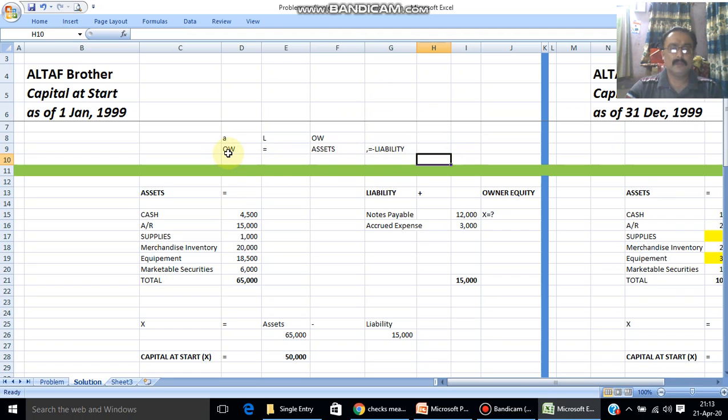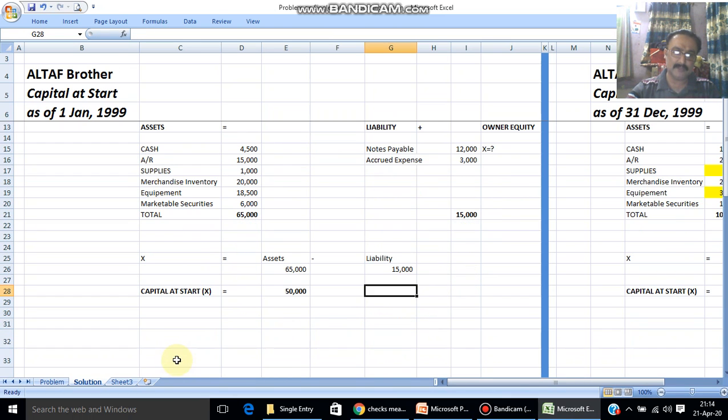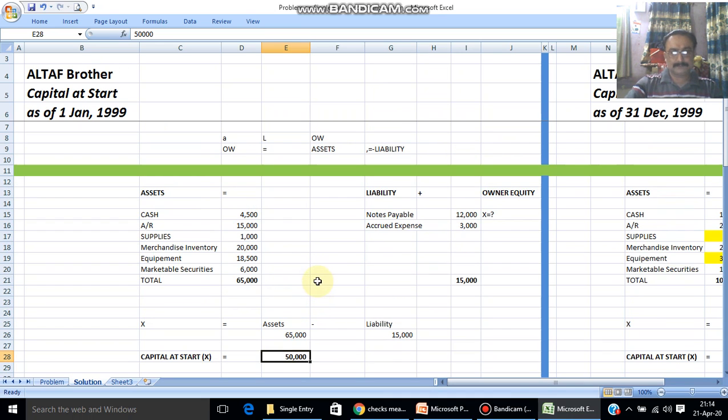Okay guys, owner's equity is equal to assets minus liabilities. So today we will solve for the capital at the start of business. Here is the 65,000 asset that I have put over here, and we have deducted 15,000 rupees of liability from it, and at the end we have 50,000 rupees. And this is the capital at the start of the business.